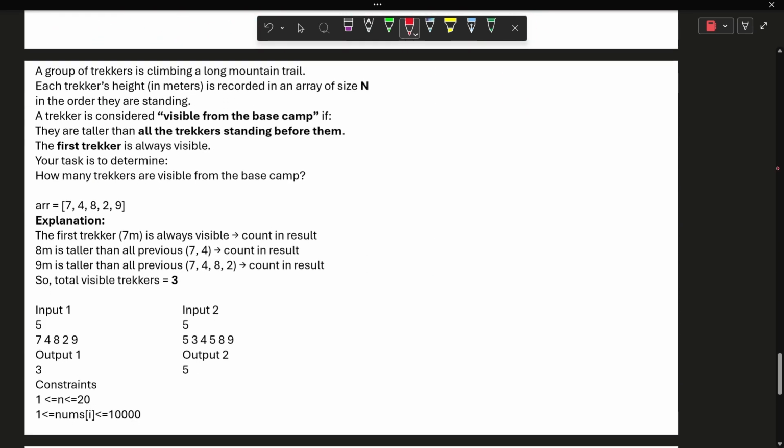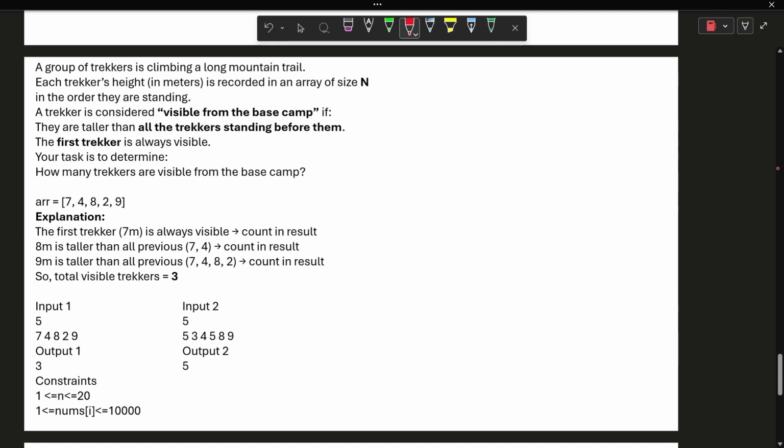Now let's move to the next question. A group of trekkers is climbing a long mountain trail. Each trekker's height in meters is recorded in an array of size n in the order they are standing. A trekker is considered visible from the base camp if they are taller than all the trekkers standing before them. The first trekker is always visible. Your task is to determine how many trekkers are visible from the base camp. Basically, the first trekker is always visible, so our answer starts with 1.